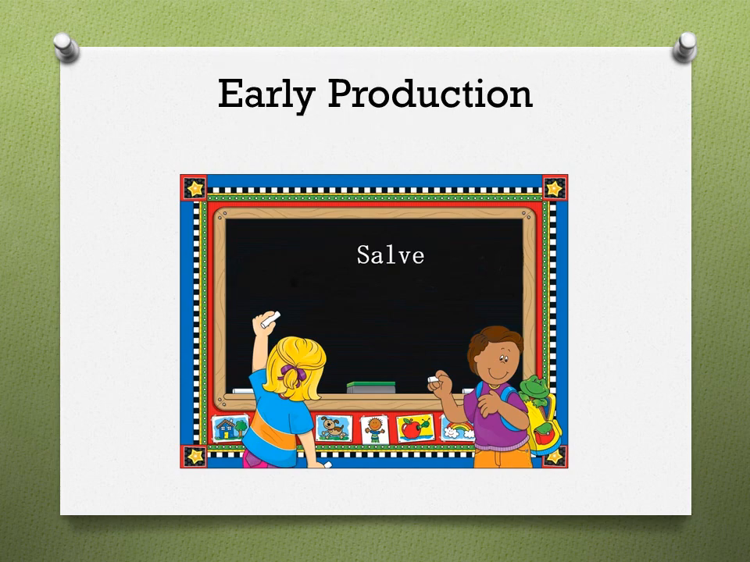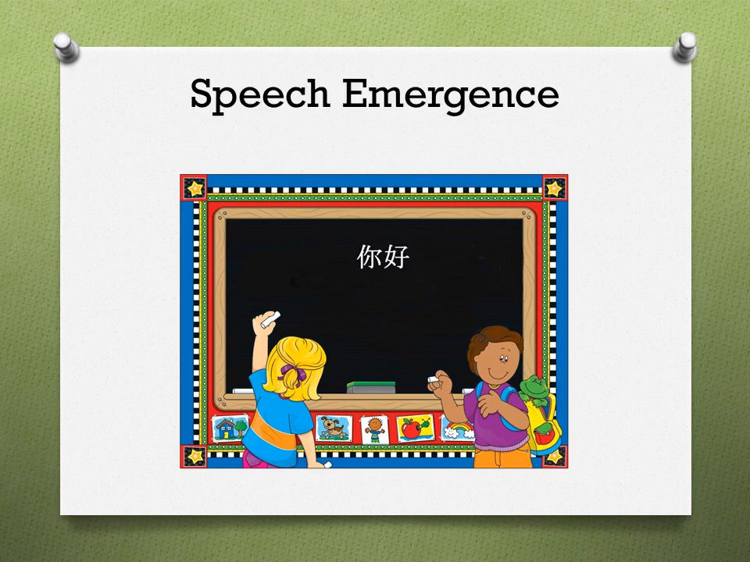In the second stage of early production, an English language learner student will communicate verbally using short phrases and develop greater ability to extract meaning from utterances directed to them. In the third stage, speech emergence, English language learners will communicate with simple sentences, ask simple conversational questions that may or may not be grammatically correct, and participate in short conversations.